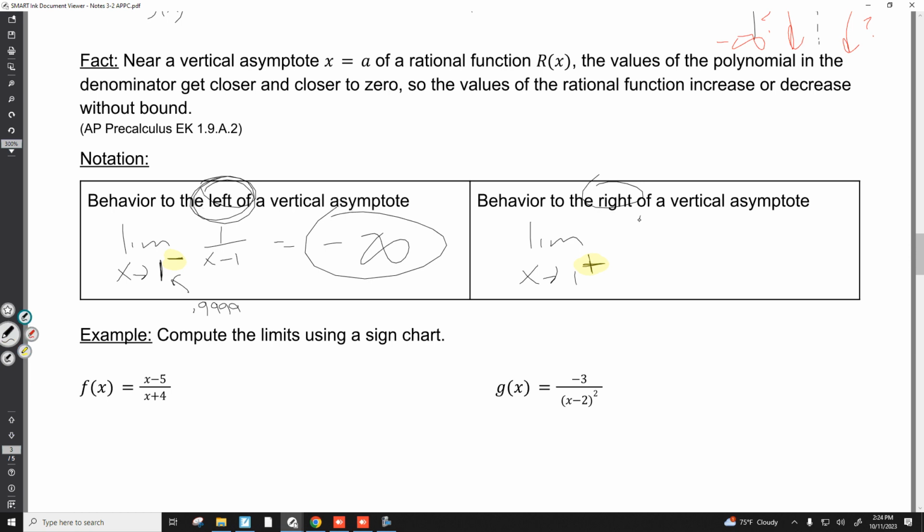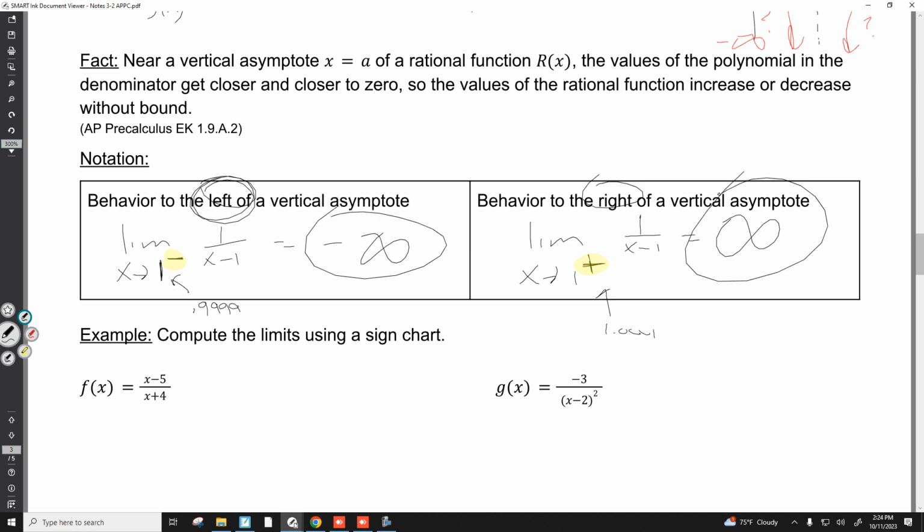If you're looking to the right of 1, you're thinking about 1.001. Well, I plugged in 1.001. I subtracted 1. I got something very, very close to 0, but it was positive. 1 divided by something close to 0 and positive got me something very, very large and positive. And this will be my answer.